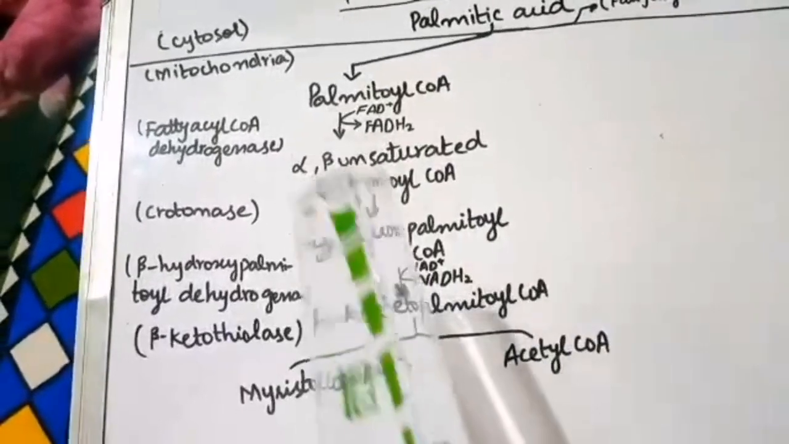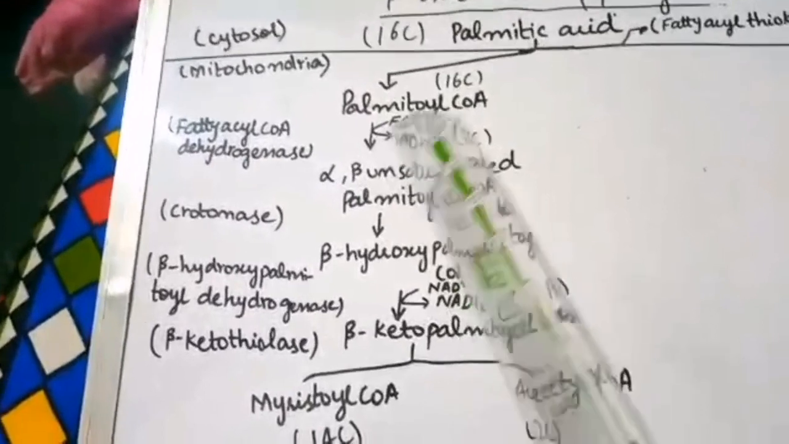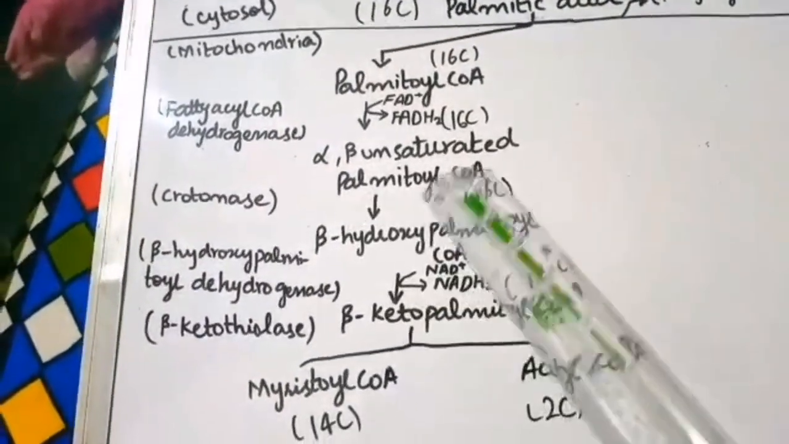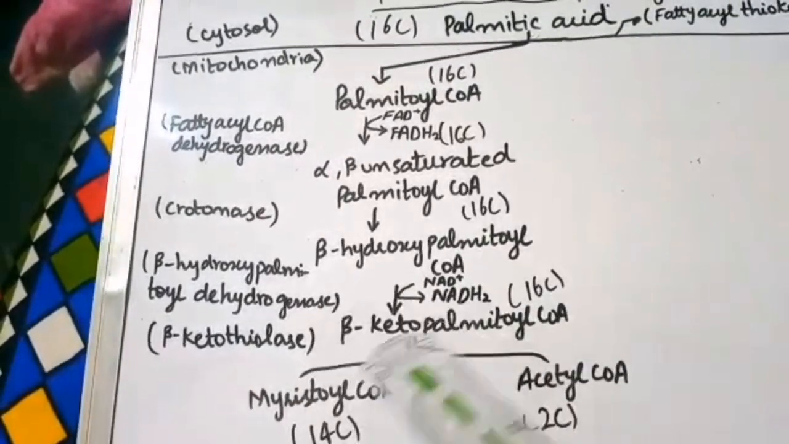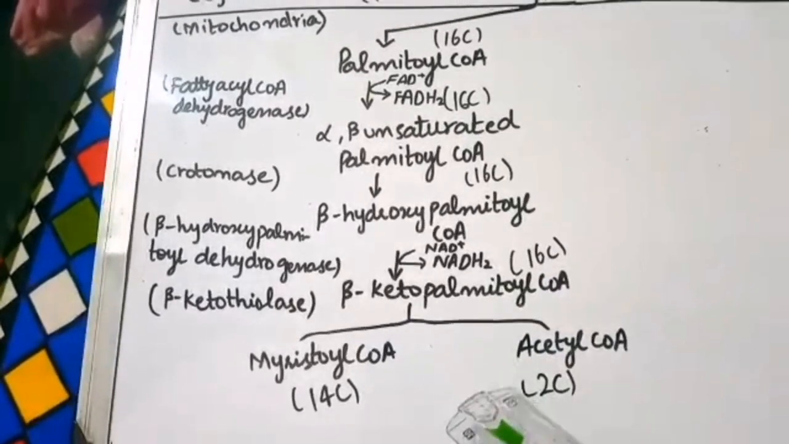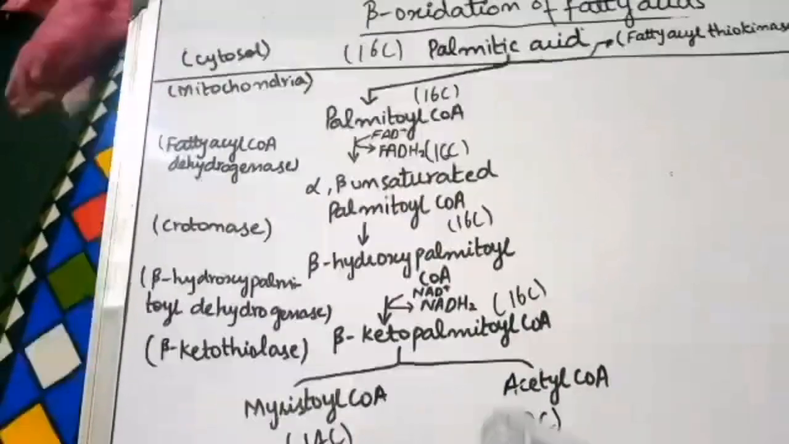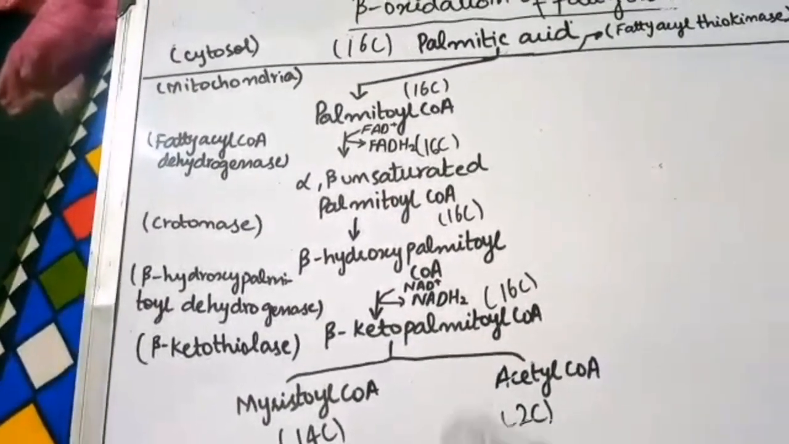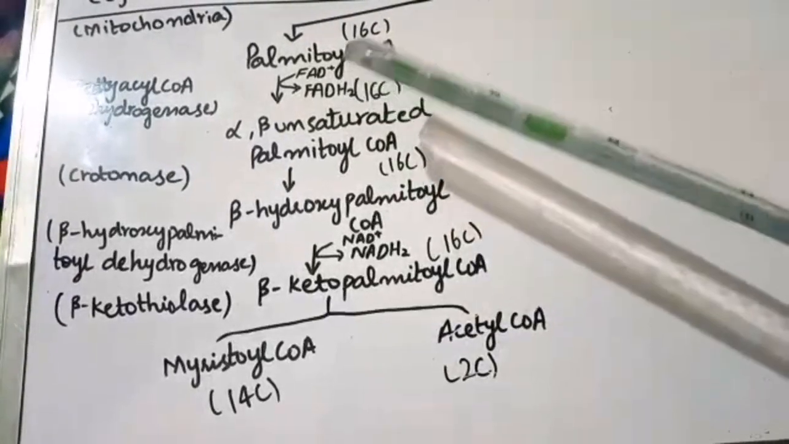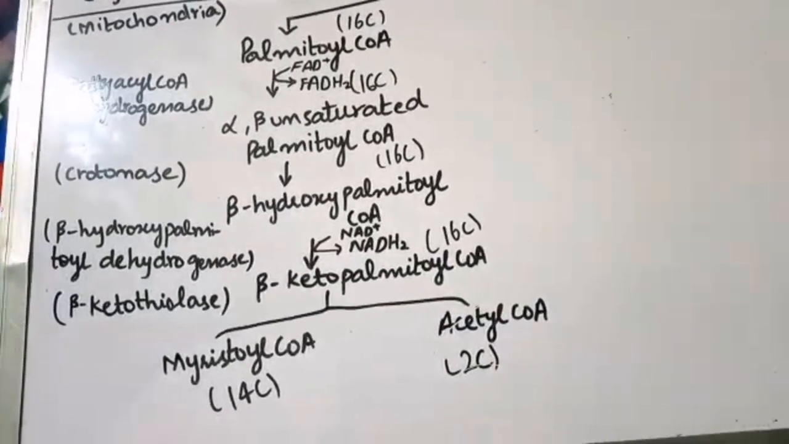Now we will discuss the number of carbons included. So this palmitic acid is 16 carbon, palmitoyl CoA is also 16 carbon, alpha beta unsaturated palmitoyl is also 16 carbon. But this myristoyl CoA is 14 carbon compound and acetyl CoA is 2 carbon compound. Actually, our main product is acetyl CoA. This acetyl CoA is also required for the synthesis of fatty acids, right? To make the concept of these products clear, I will draw the structures so that it will be more clear.